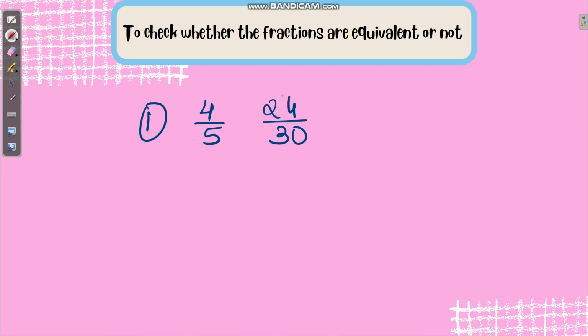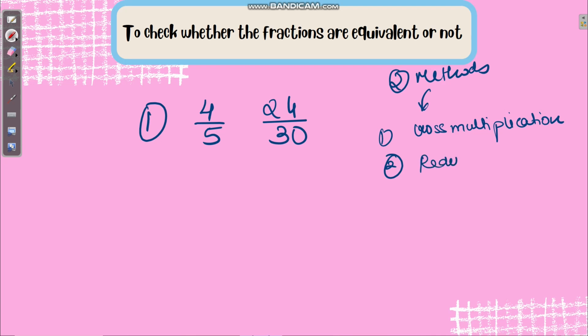So now there is a simple method to check whether these two fractions are equivalent or no. So there are two methods. The first method is the cross multiplication, and the second is you reduce it to the lowest term. So let's understand the cross multiplication method first. Now these are the two fractions, 4 by 5 and 24 by 30.